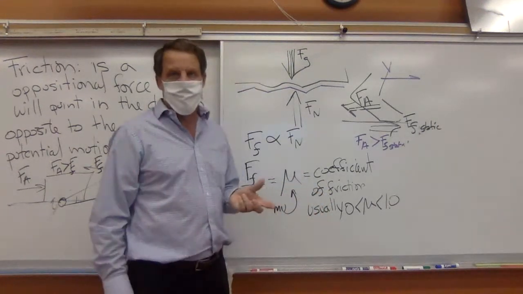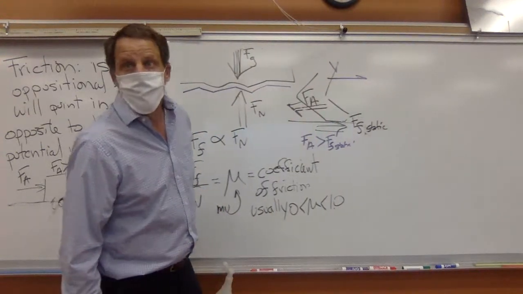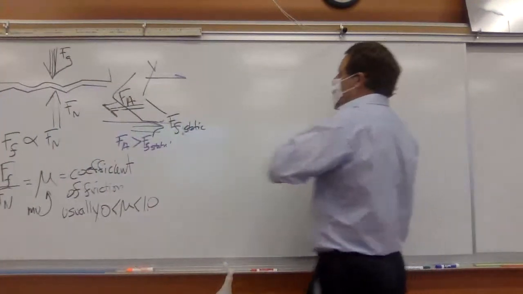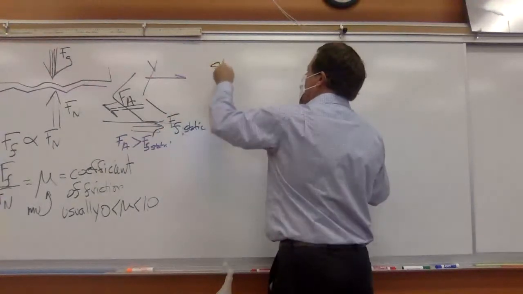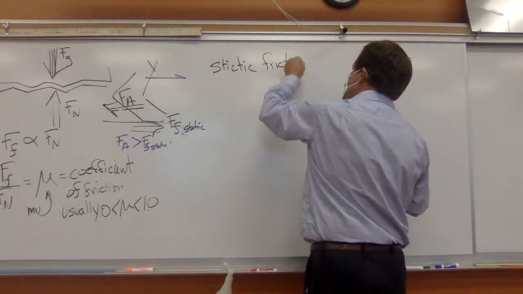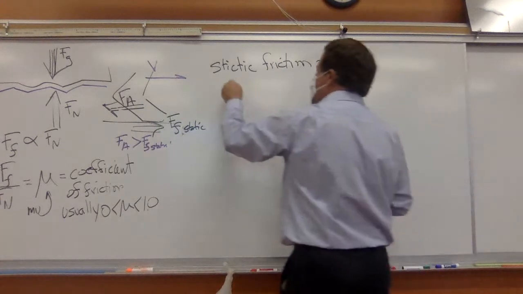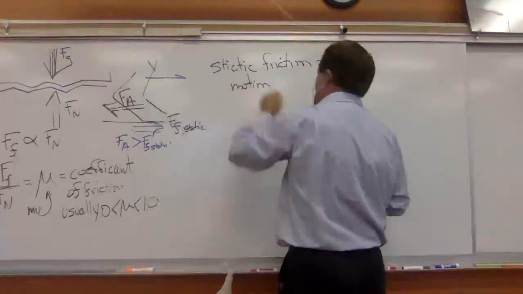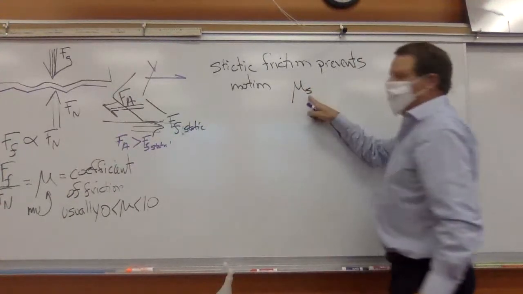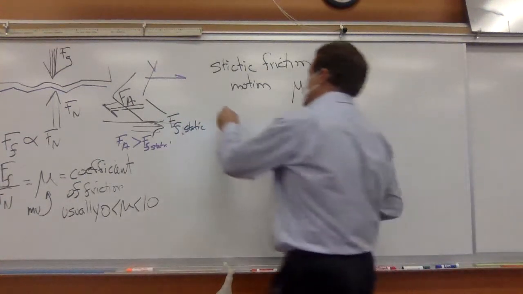All right. So as I've hinted here, there are two types of friction. There is moving friction. There's non-moving friction. Static friction prevents motion. And it is going to have a coefficient of friction with a little s like that, which means static friction.